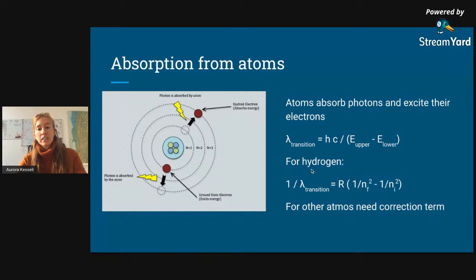And for hydrogen, you can use a more simple formula where we have this constant here, and then you can just use the energy levels. So the n is the n equals 1 state or the n equals 2 state, and you calculate the wavelength of the transition by just plugging in a known constant here. For other atoms, you need correction terms, and it's a bit more complicated. But at least for the hydrogen atom, you can pretty easily calculate what the wavelengths of the transitions are for different energy levels.